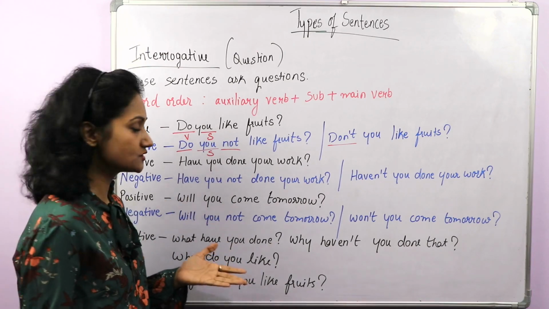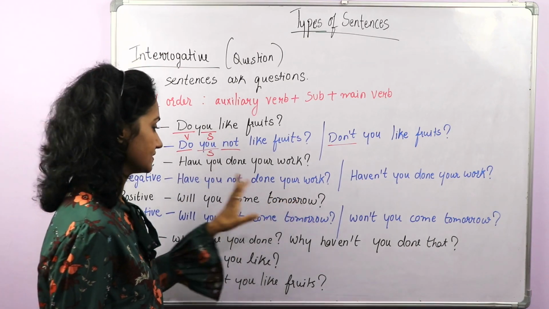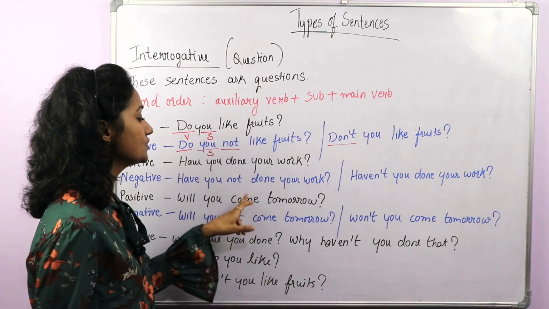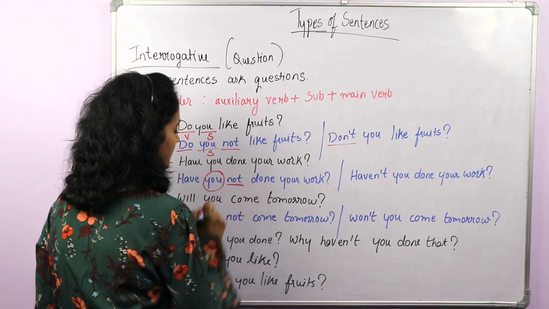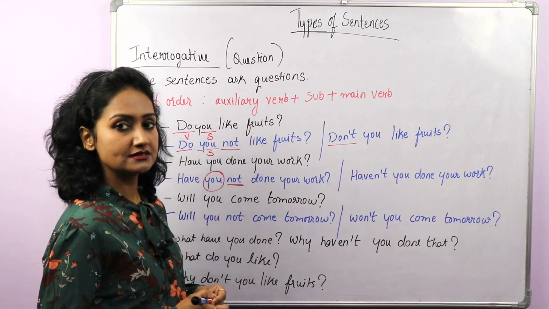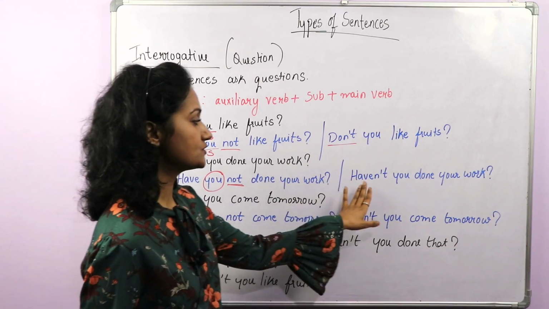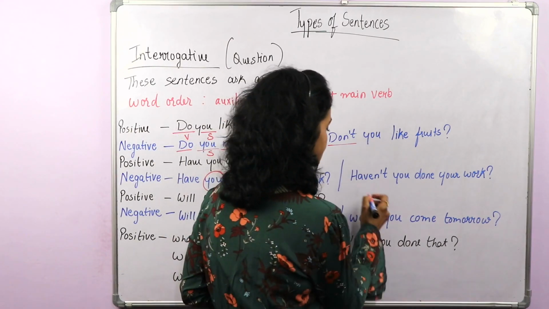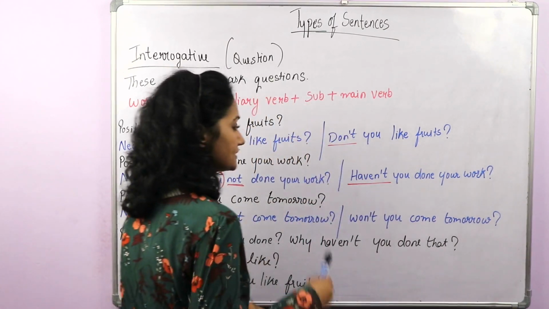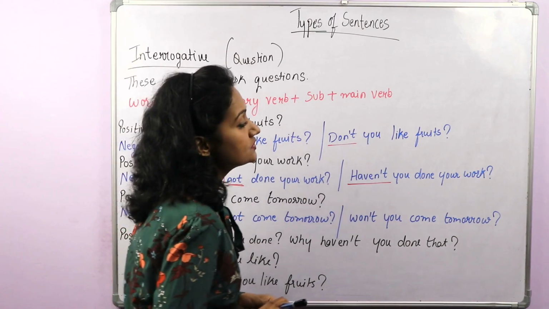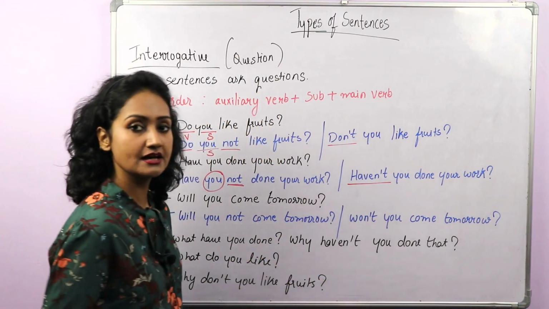Have you done your homework or have you done your work? A positive question. Have you not done your work? Negative. So again, not comes after the subject. Have you not done your work? Now if you want to use a contracted form, have not is haven't, do not is don't. So haven't you done your work? You can use that as it is.